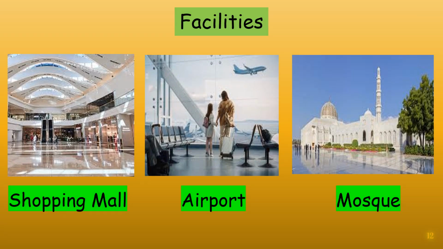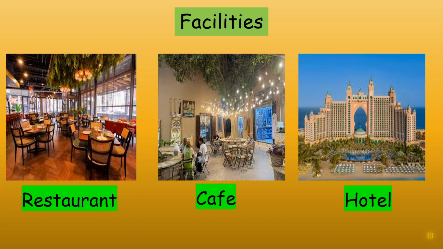The other facilities are shopping mall, airport, mosque. Other facilities includes restaurant, cafe, hotel. These all comes under facilities. So the place you are writing about, if it has all these things, do mention about them, that it has many restaurants, there is a beautiful cafe, and there are two big hotels, or there is one big hotel. Like that you need to mention in your paragraph.